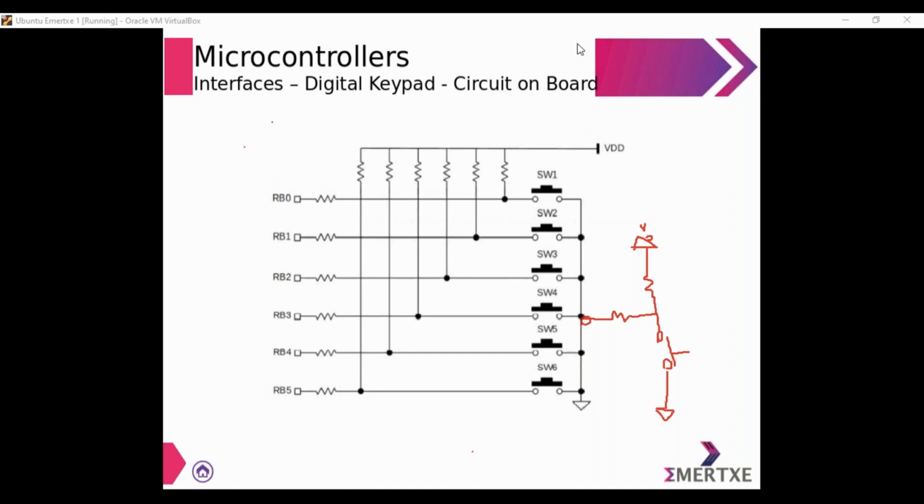In tomorrow's class, first we will see how to configure one switch and take the action. Then we will see how to configure all 6 switches of the digital keypad and take the action accordingly. So I'll start with the programming part in tomorrow's class. Tomorrow we will start with the programming of the digital keypad. We will configure one switch, with both level and edge detection. Then we will see how to configure all 6 switches.